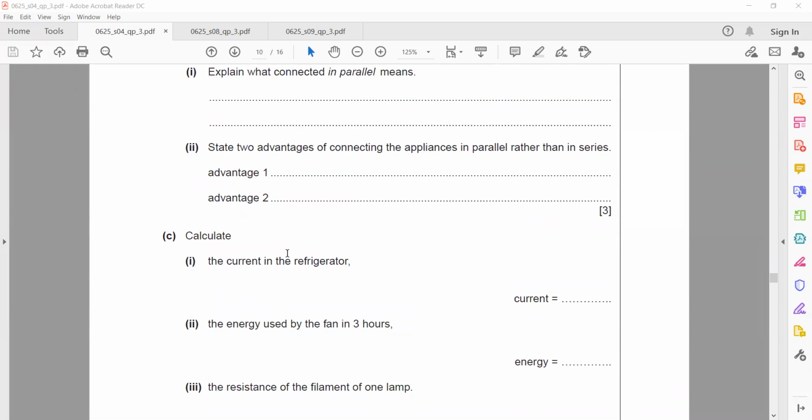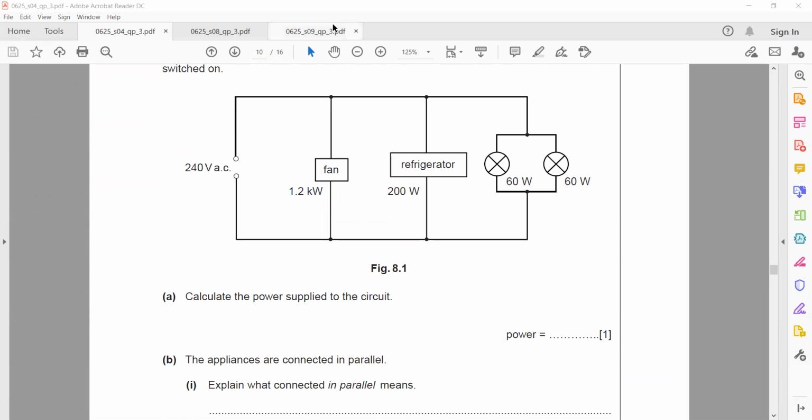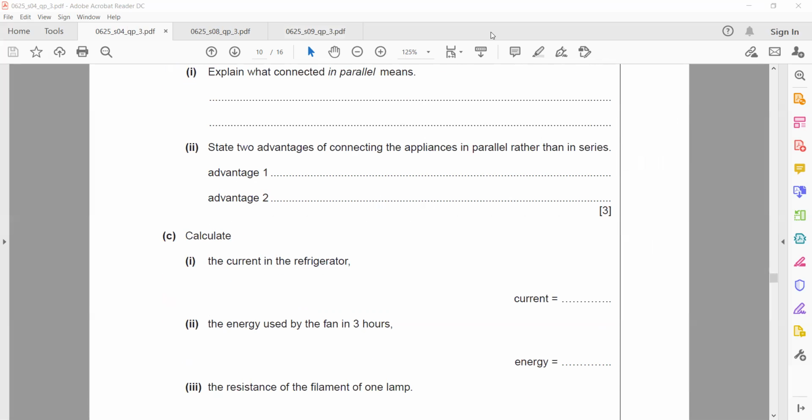In the next part, the current in the refrigerator. You know the power of the refrigerator is given, and the voltage is also 240. How to find the current? You have the formula P equals VI. Power is how much? It's 200. Voltage is 240. You need the current. What's the current? 200 divided by 240. So the current in the refrigerator is 0.833.